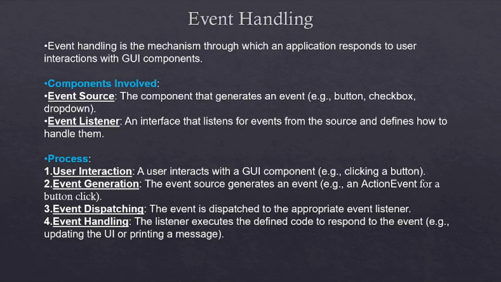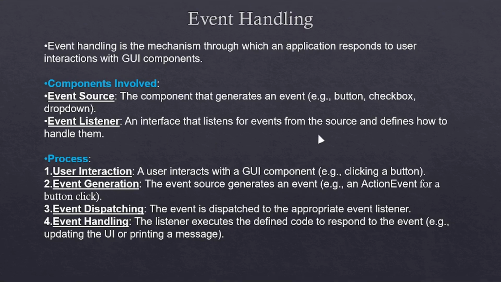Event handling is the mechanism through which an application responds to user interactions with GUI components. What this means is that if a user is interacting with a component, the component will trigger an event listener which will listen to the event and execute some kind of code. The entire process of that happening is called event handling. The components involved in event handling are event sources, which are the components that generate the event, and event listeners, which are the interfaces that listen for events and define how to handle them, like what kind of code to execute.